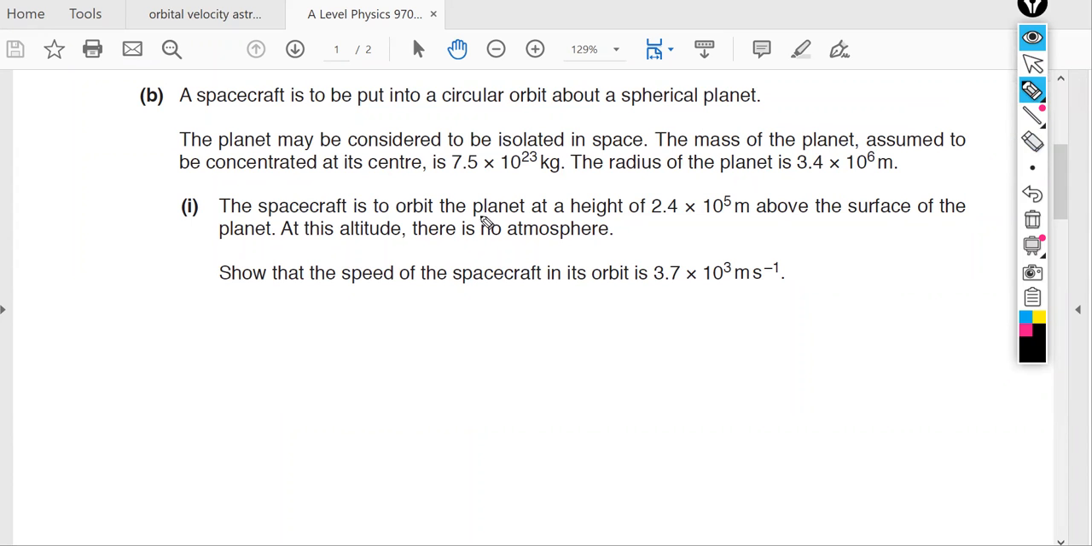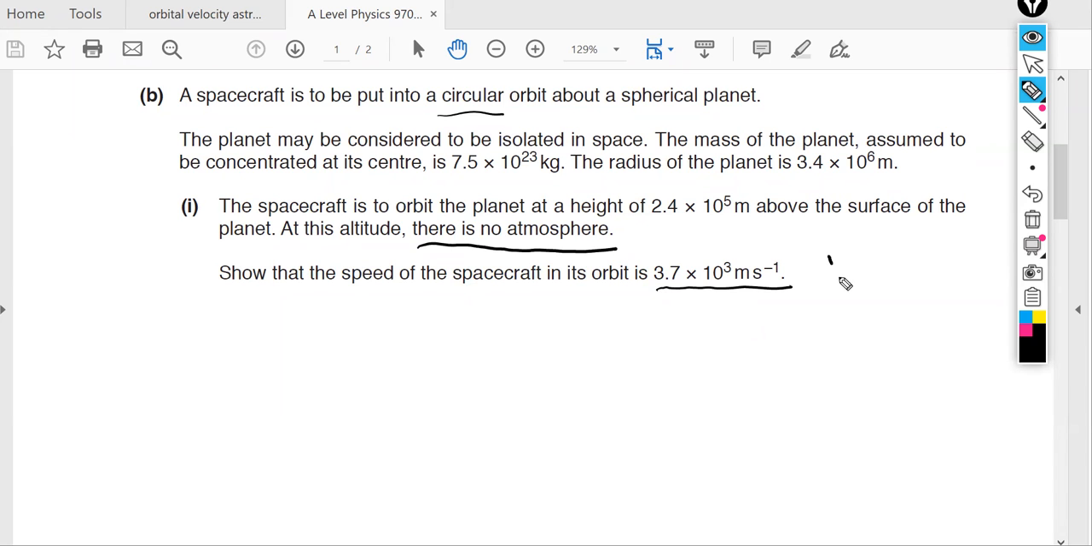The spacecraft is to orbit the planet at a height of 2.4 by 10 to the 5 meters above the surface of the planet. At this altitude, there is no atmosphere. So that's saying there's no drag forces to slow it down. We don't have to consider any force besides gravity, right? And that is providing the centripetal force to keep it in a circular orbit. Show that the speed is this. We could say, show that the orbital velocity is this, right? So they're giving us the answer based on this data, and we've got to show that this is the correct orbital velocity for a given altitude.